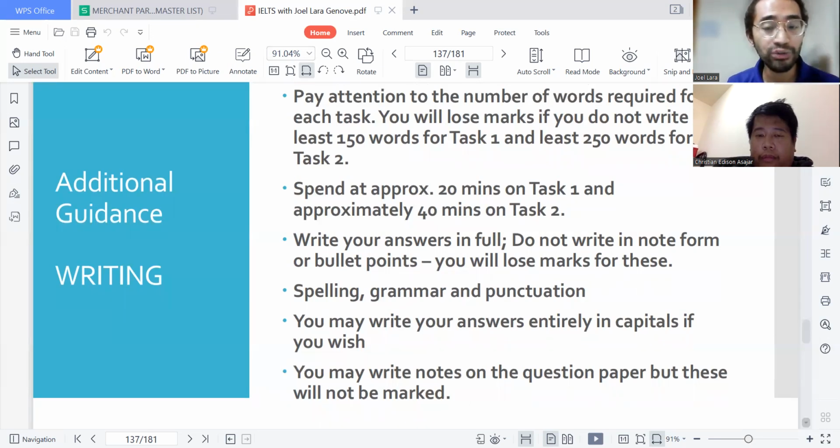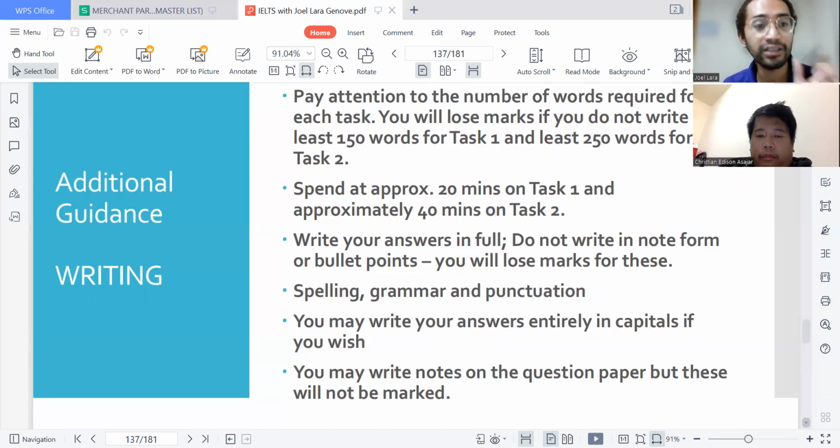For task 2, that's 250 words. The one that you wrote earlier, which was the experience here in the UAE, that could have been better if you put it in an essay form. Anyway, you are to spend approximately 20 minutes for task 1 and 40 for task 2.